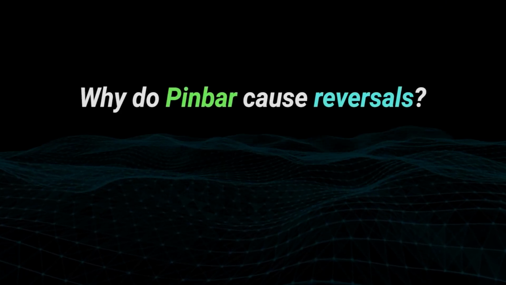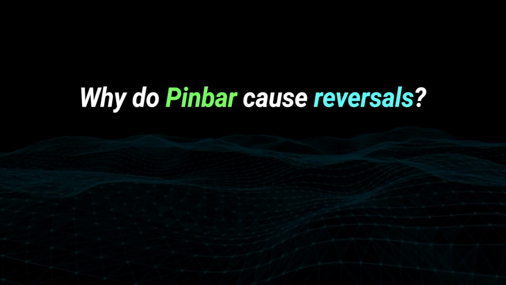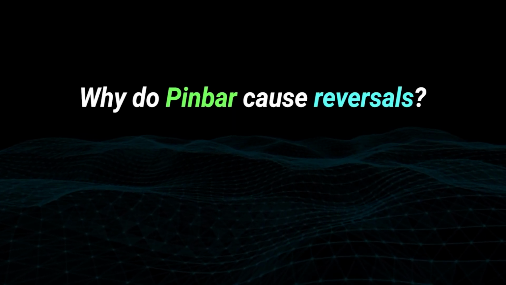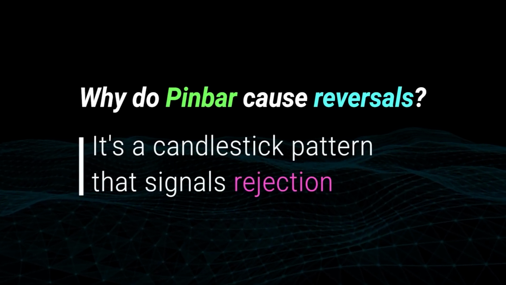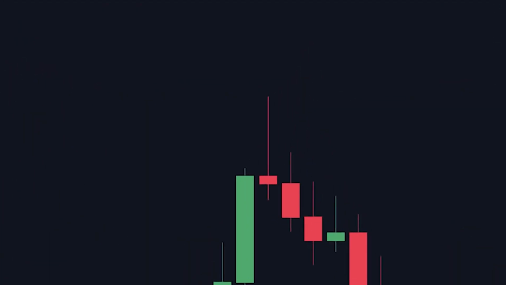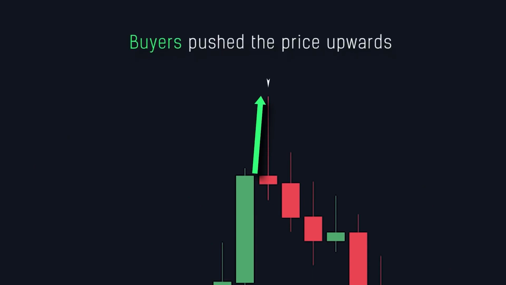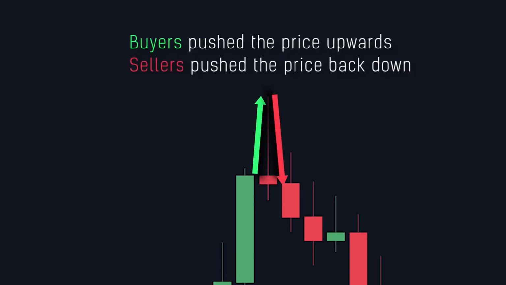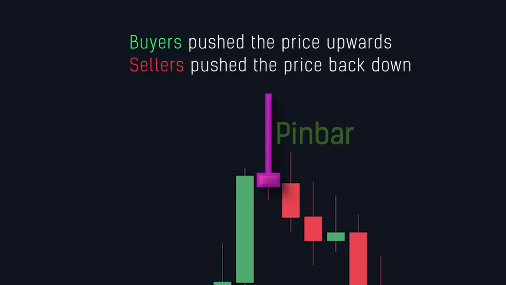Now the question is, why does the appearance of a pin bar mean that a price reversal will happen? And so, the logic behind it is that it is simply a candlestick pattern that signals rejection. Let me visualize this for you. So, in this example, we spotted a strong upwards momentum as buyers pushed the price all the way up towards the highest point of this candle. But then, before the candle manages to close, sellers started coming in and pushed the price back down, rejecting that previous upwards momentum. So as you can see, that rejection by the sellers caused this candle to have a small body and a long wick that sticks out, which, as we know, is called a pin bar.